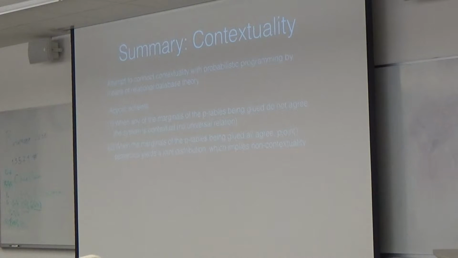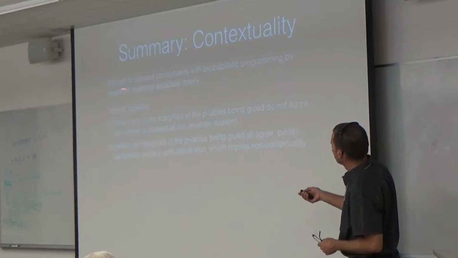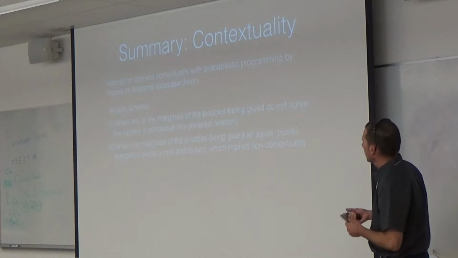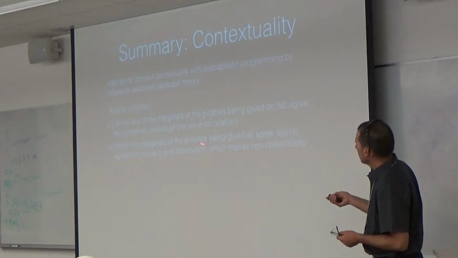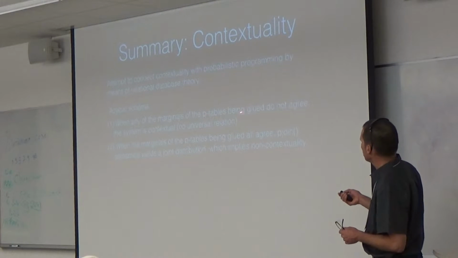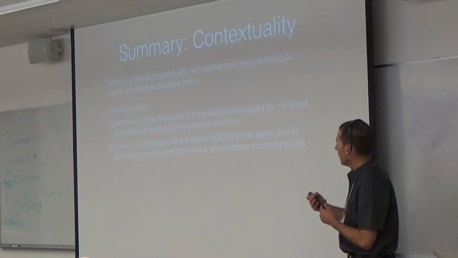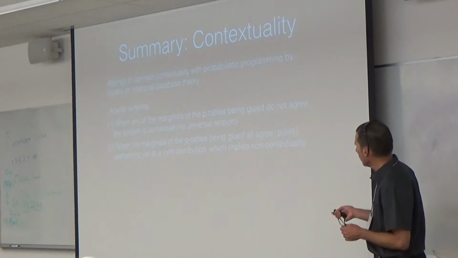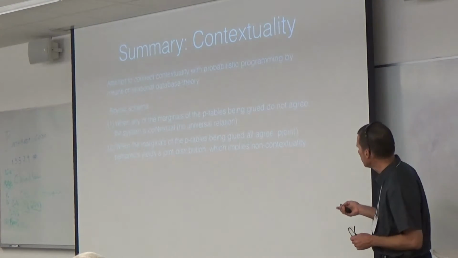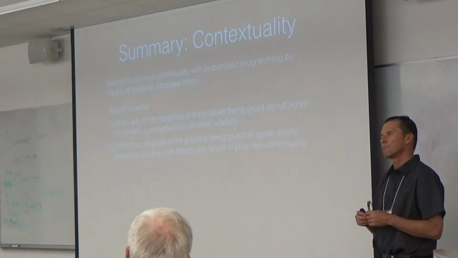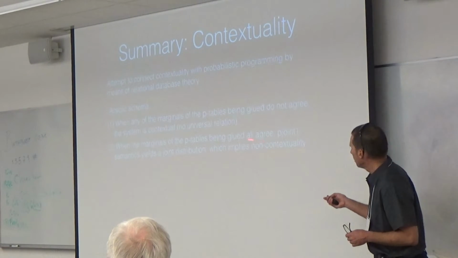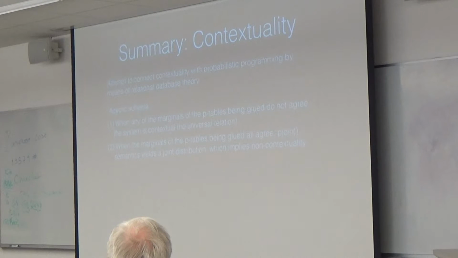So just to summarise what we learned from this, the whole idea is we want to connect contextuality with probabilistic programming by using relational database theory. There were two cases. There is an acyclic schema. When any of the margins of the p-tables being glued do not agree, then the system is contextual and can't come up with the universal relation. If the marginals across all the edges of the acyclic hypergraph are in agreement, then we can come up with a single probability distribution representing the acyclic hypergraph. And this would be a non-contextual situation.